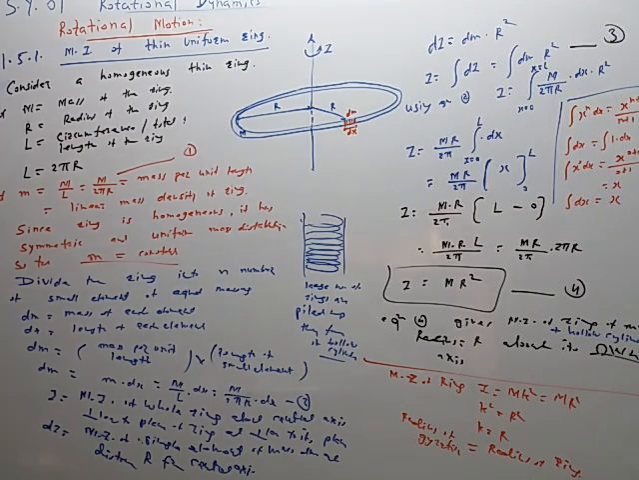Formula is the same. Mass of either the ring or hollow cylinder multiplied by square of its radius. It will give I is equal to mr square, which gives the MI of the ring or MI of the hollow cylinder.